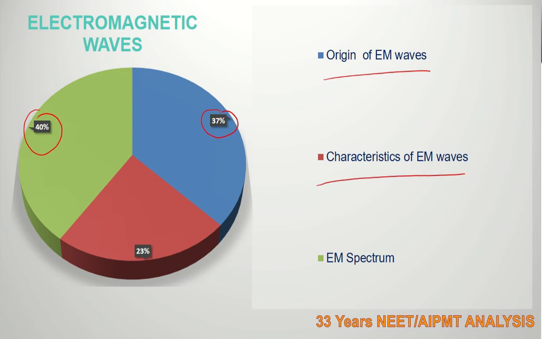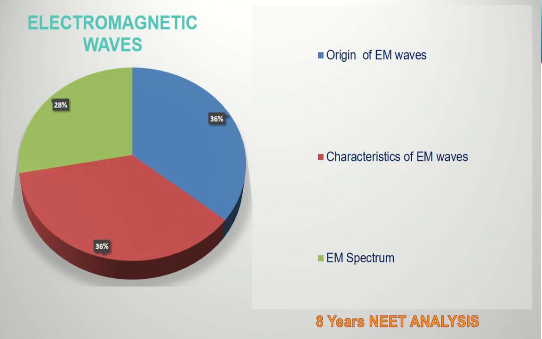This was the scenario for the last 33 years. But if you look at the last 8 years, the majority of questions came from two topics: around 36% from origin of electromagnetic waves and around 36% from characteristics of EM waves. So equally from these two topics, and around 28% from electromagnetic spectrum. More or less all three topics have been given importance.